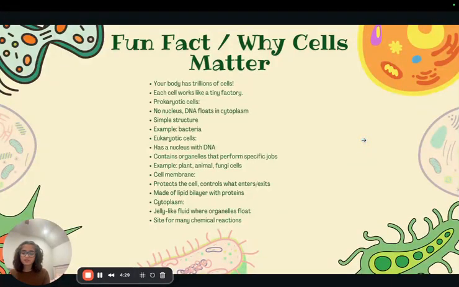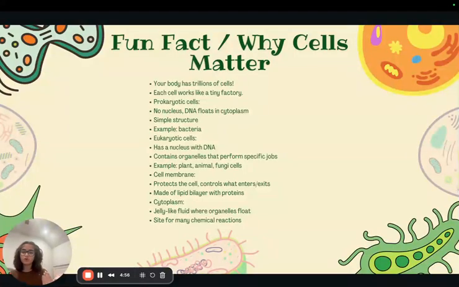So why does this even matter? Why are we learning about this? What are some fun facts? What makes this interesting? Because there will come a time in everyone's life where they have to learn about this. So your body has trillions of cells. Like I was saying earlier, it's not just like 1, 2, 3. It has tons. It's like a tiny factory. Each one of your cells is doing its own things. They're replicating, they're dividing, they're doing more things.